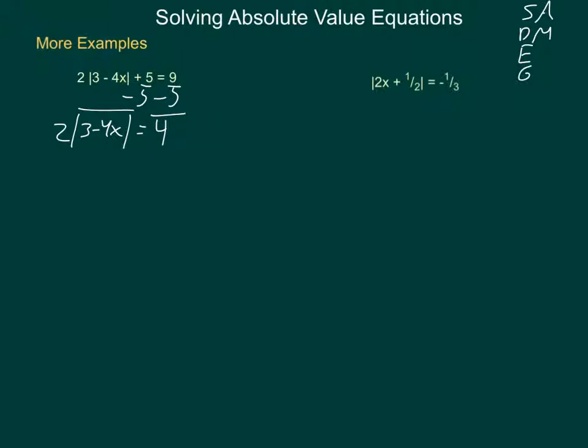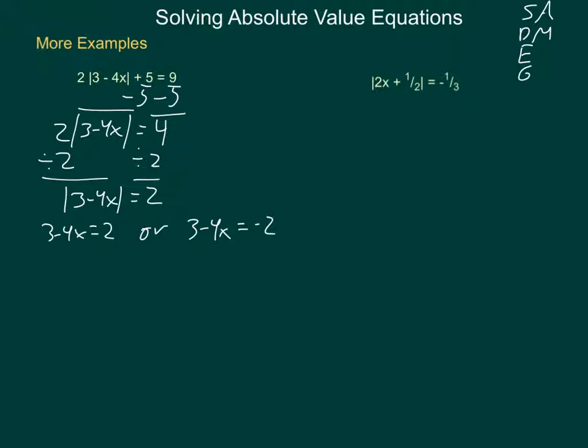Next, do I have any division or multiplication out here? Yes, I do again. I'm going to divide both sides by 2. Telling me that the absolute value of 3 minus 4x is supposed to equal 2. Now, I need to apply the rule of my group. Absolute value means distance from 0. So, 3 minus 4x has to equal 2, or 3 minus 4x has to equal a negative 2.